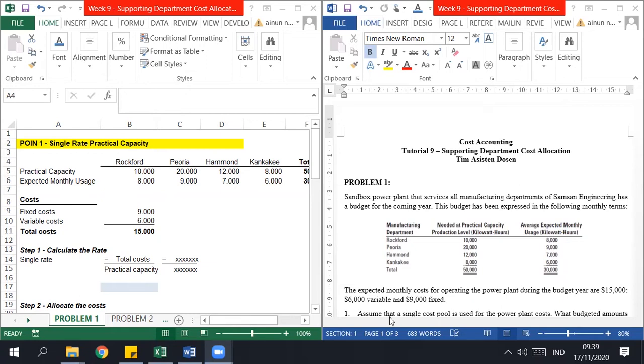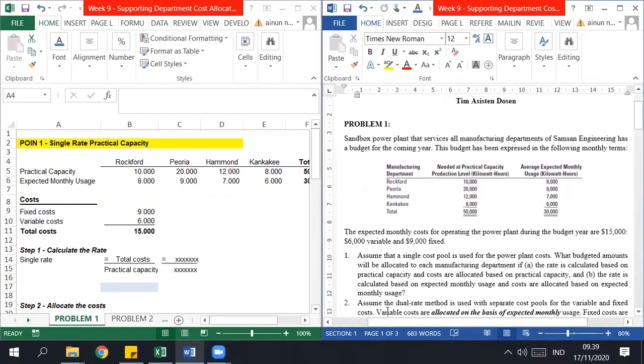The first question is, assume that a single cost pool is used for the power plant cost. What budgeted amounts will be allocated to each manufacturing department if, first, the rate is calculated based on practical capacity and costs are allocated based on practical capacity, and second, the rate is calculated based on expected monthly usage and costs are allocated based on expected monthly usage?